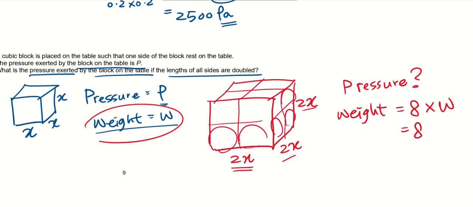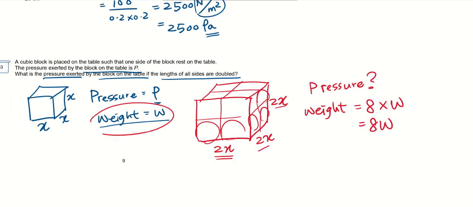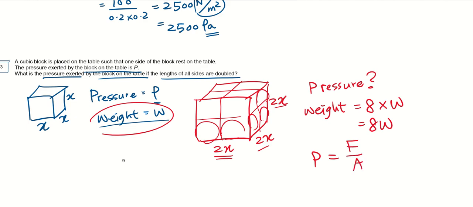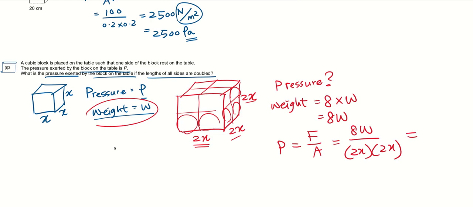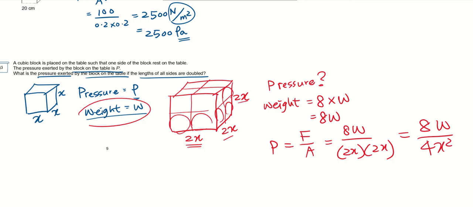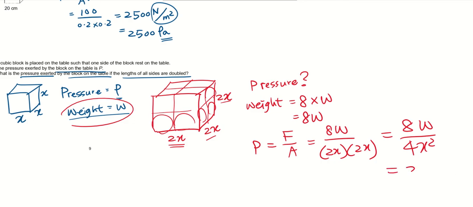So it is 8W. Okay? And using the formula, pressure equals force over area. Now it is 8W. How about the area? The area is now 2x multiplied by 2x. So I will have 8W over 4x squared. That means I'm going to have 2W over x squared.